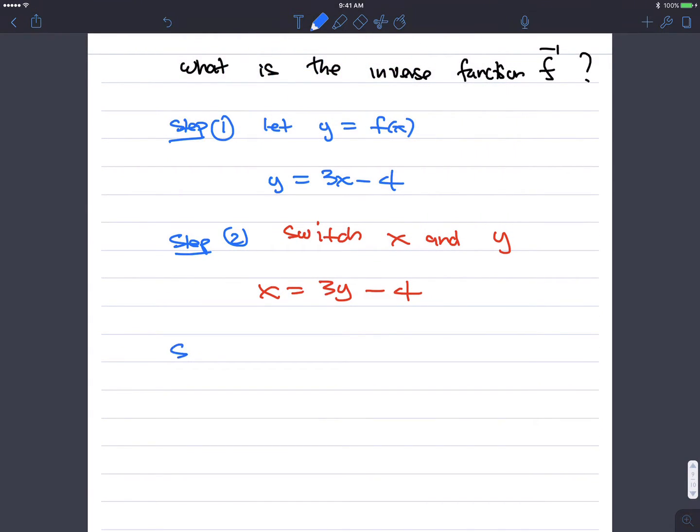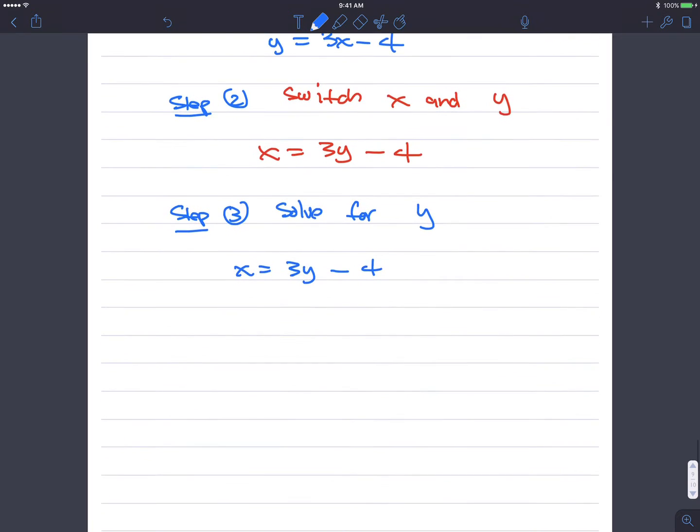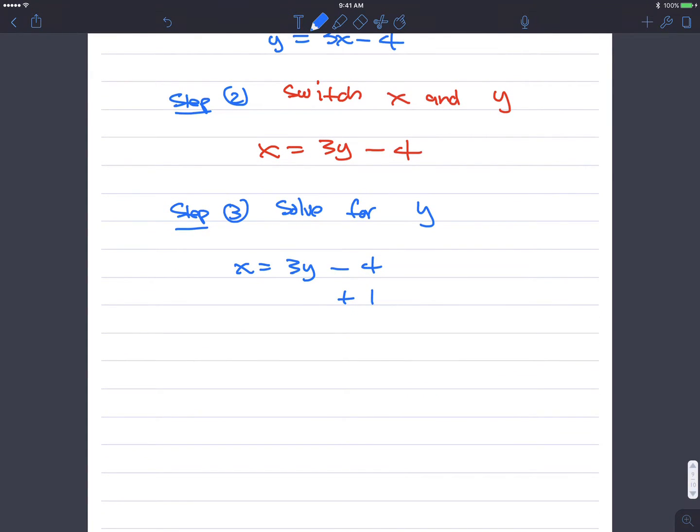Step number 3. Solve for y. You say, what do you mean solve for y? I got x equals 3y minus 4. You guys can solve this for y, right? Add 4 to both sides. x plus 4 is 3y. Divide by 3 on both sides, and I get y equals x plus 4 over 3. That's step 3.